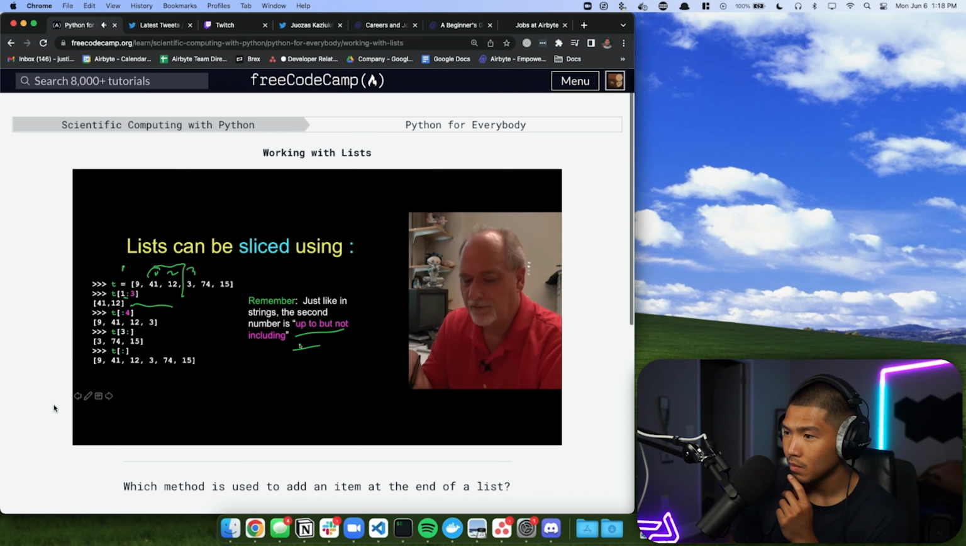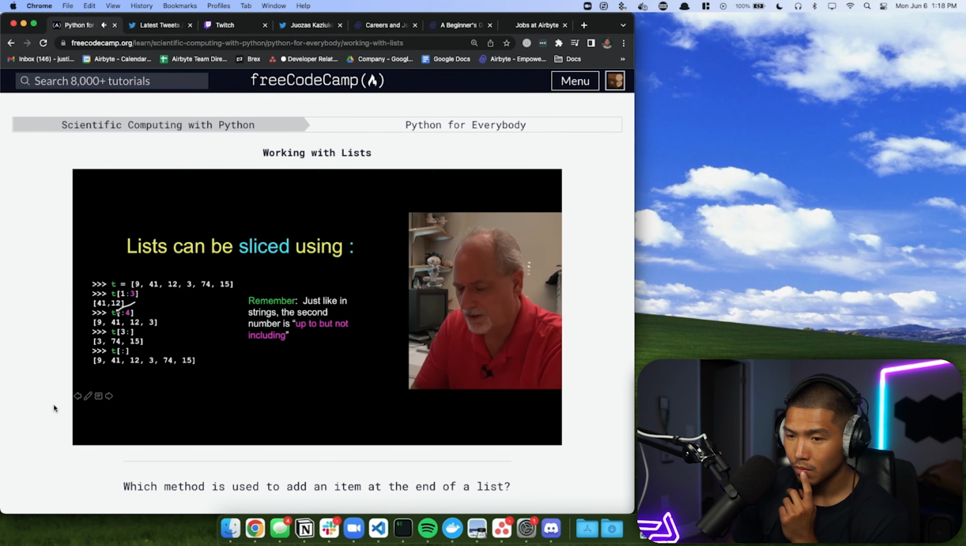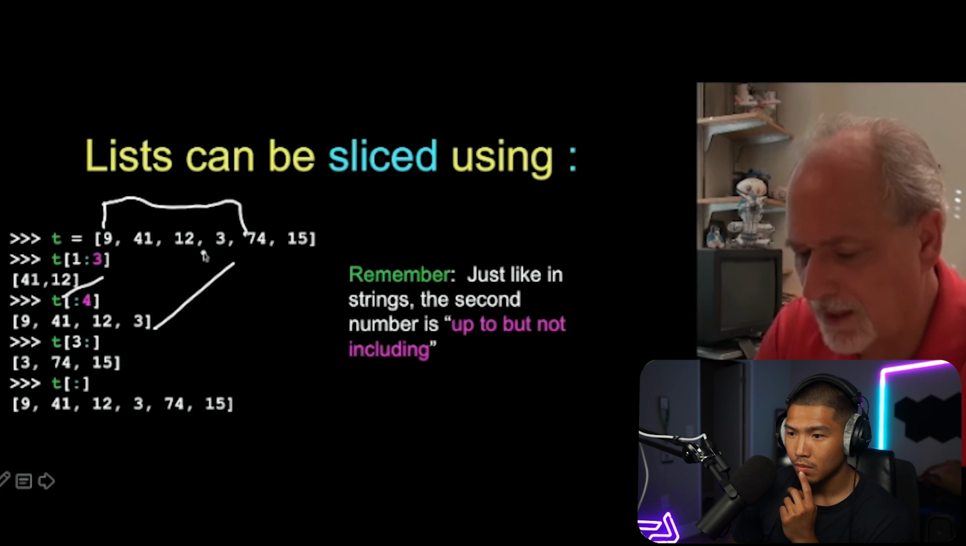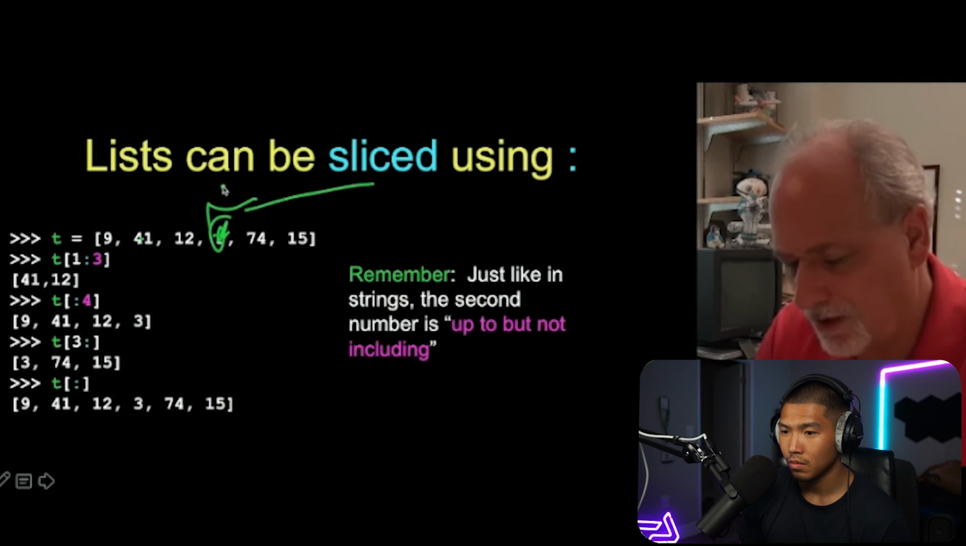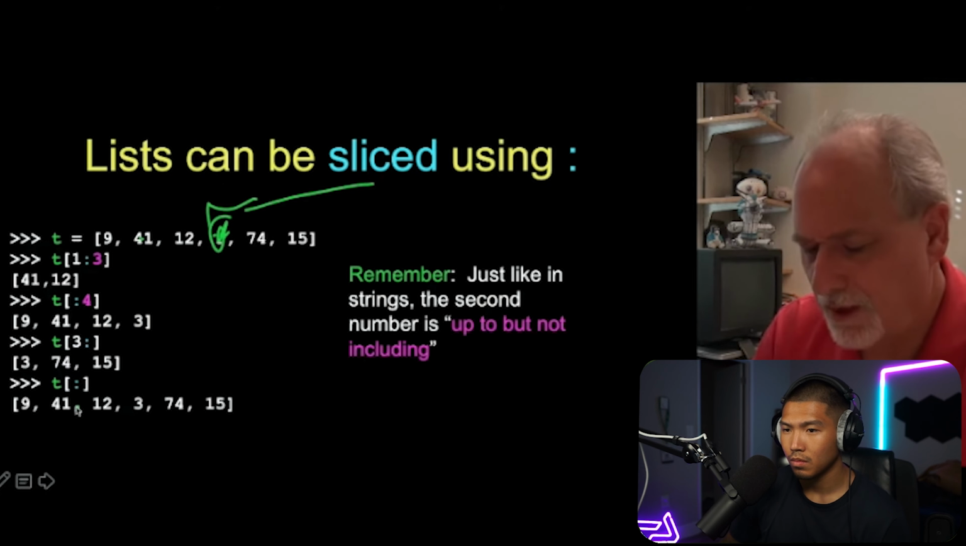You can leave the first part out here, and you can say, oh, up to, but not including 4. So that starts at the beginning, goes up to, but not including 4. And so that's how we get that piece right there. We can say start at position 3, 0, 1, 2, 3, start at position 3, and go to the end. The fact that the number 3 is in here is sort of irrelevant. 3 to the end is those 3 numbers. And then you can do the whole list.